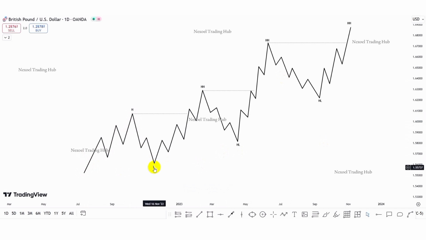In the impulsive leg move, you're going to see bullish structure. In the corrective leg move, you're going to see bearish structure. So in the bullish structure, in the impulsive move, you'll be seeing the bullish structure, and in the pullback or retracement, you'll be seeing bearish. That is it.